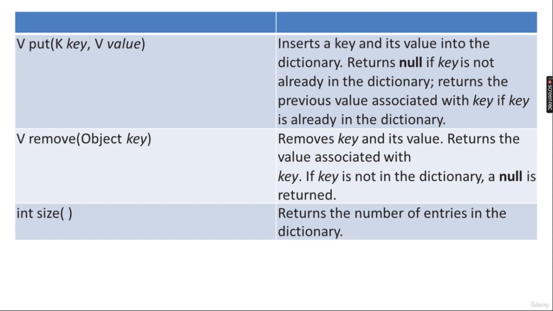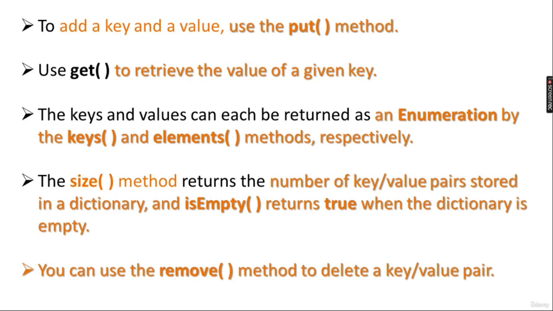Enumeration keys returns an enumeration of the keys contained in the dictionary. We have put(key, value): insert a key and its value into the dictionary. Returns null if the key is not already in the dictionary. Returns the previous value associated with the key if the key is already in the dictionary. We have remove(Object key): remove the key and its value, returns the value associated with the key. If the key is not there, null is returned. Okay. Remove will remove the key and its value. Integer size returns the number of entries in the dictionary.